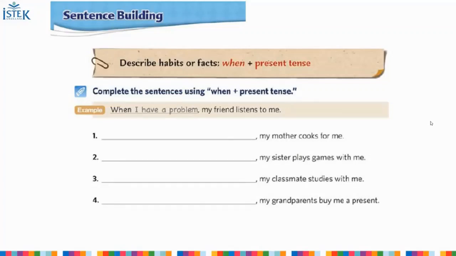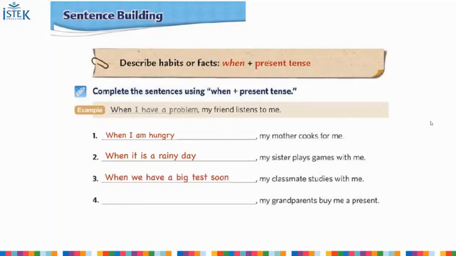Let's do number one together. When I am hungry, my mother cooks for me. Number two, when it is a rainy day, my sister plays games with me. As you see, all verbs are in present tense.